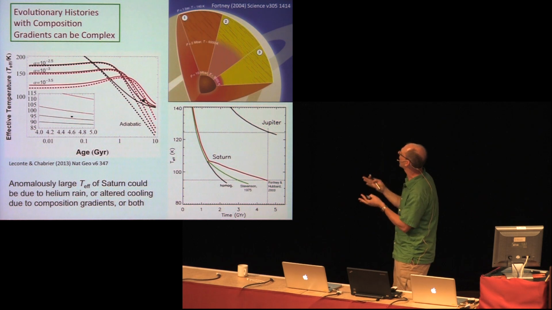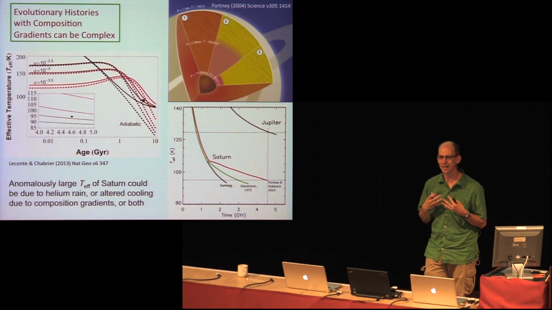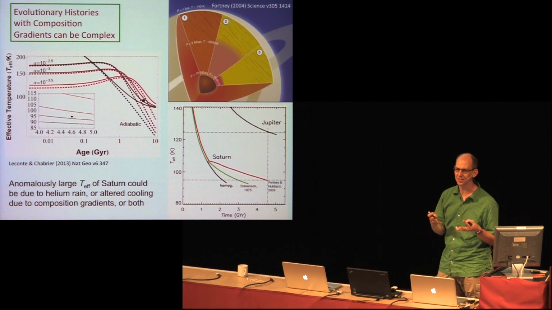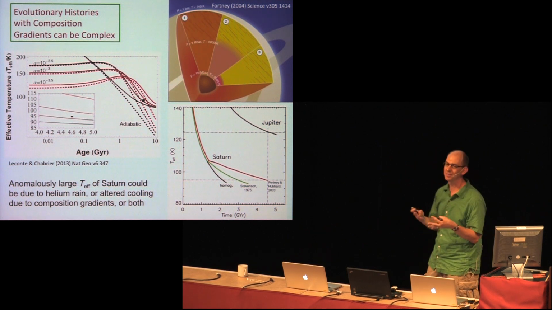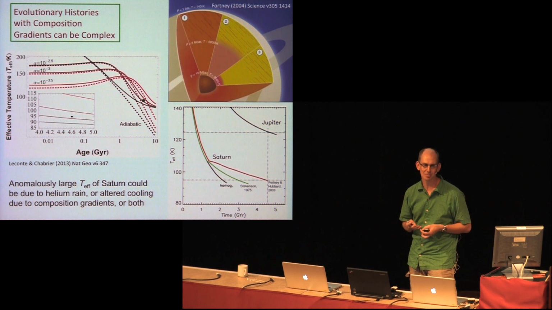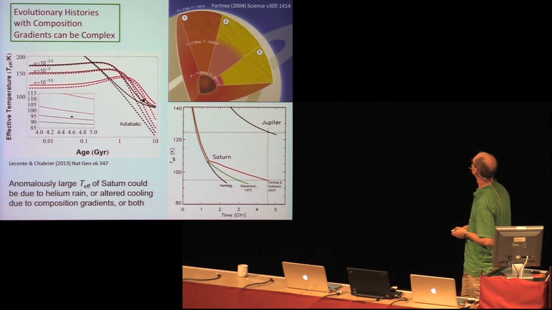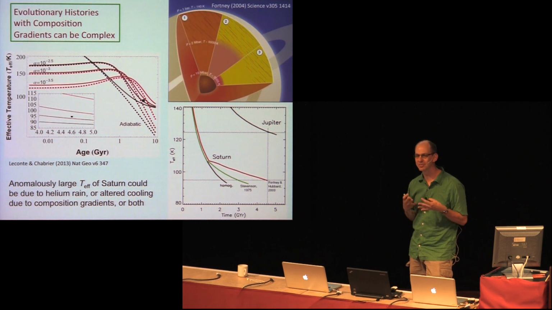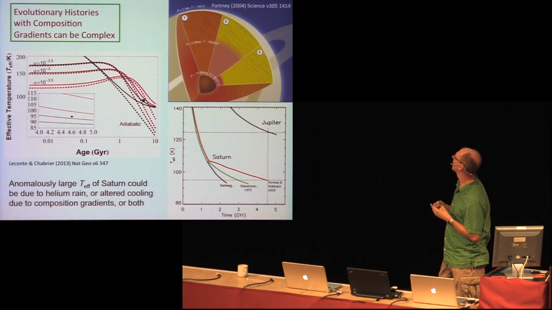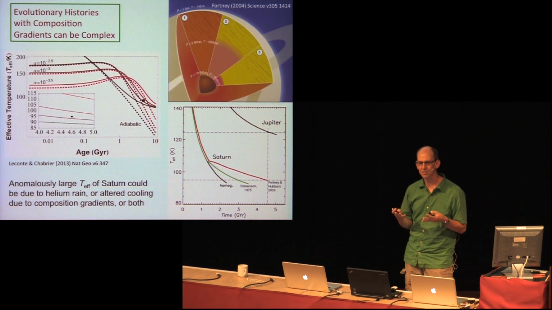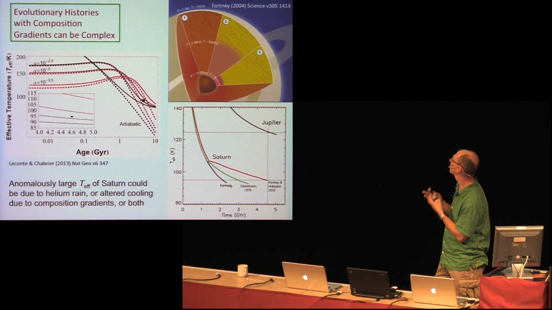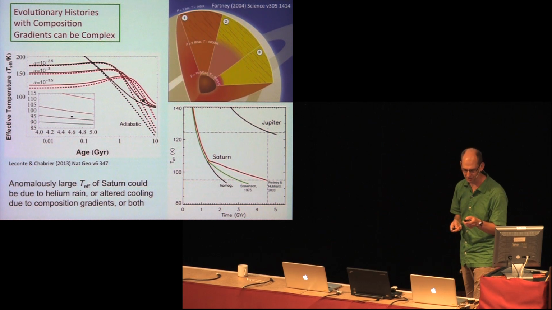So a perfectly viable explanation for Saturn's current internal effective temperature might be composition gradients in the interior, not helium rain, or you could have a combination of the two. That actually might be the most likely. So these are non-standard models that we are in a position to investigate now because we have new models of convection, and we have nice input physics that we can now use to investigate whether or not this is actually likely.